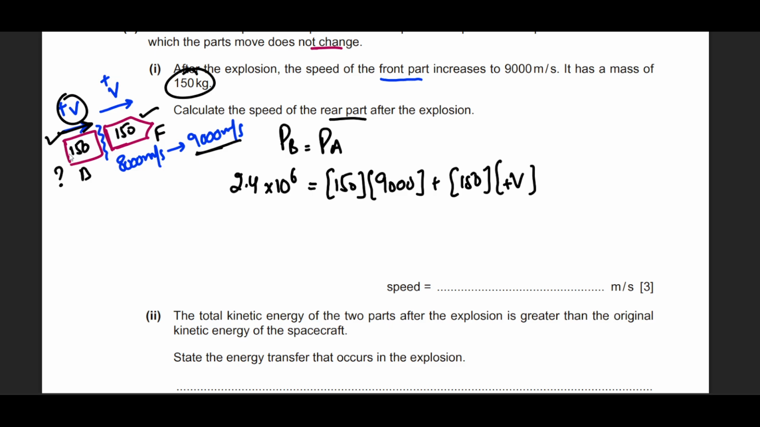So when you calculate this, make sure that this is actually in algebra. You have to take this over there, subtract it from this number, and then divide the resulting answer by 150. Your velocity answer for the back part is going to come out exactly as 7,000 meters per second.